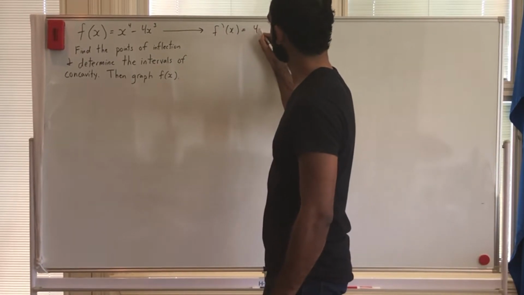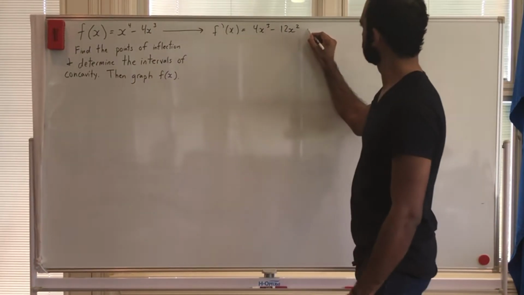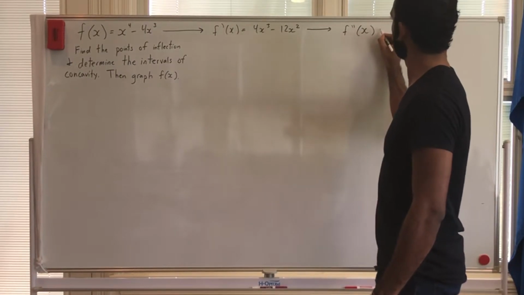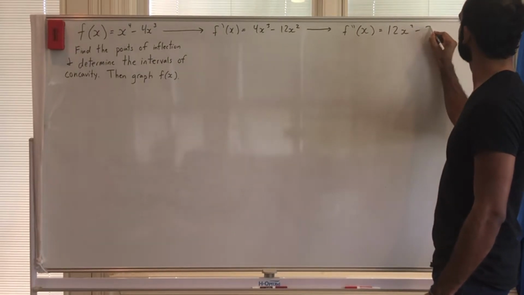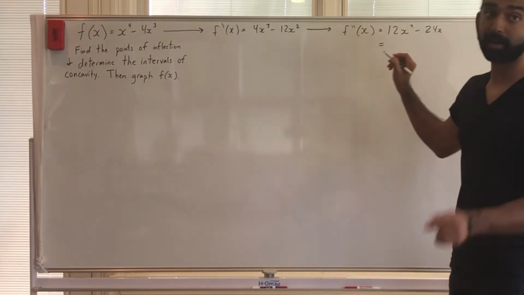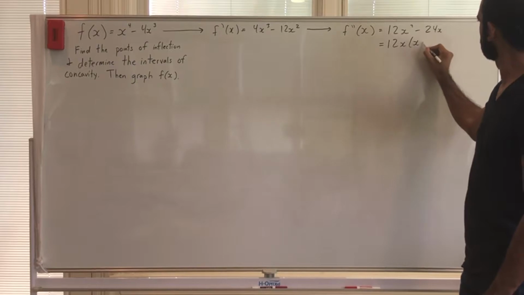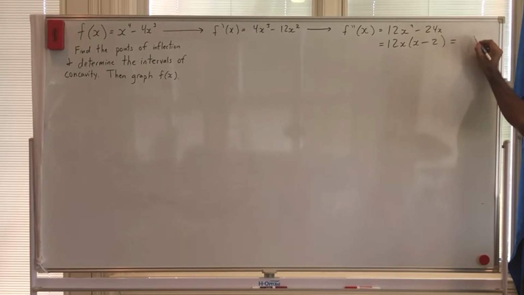F prime, in this case, is that, which would make the second derivative what? 12x squared minus 24x. Yes, my friend, 12x squared minus 24x. That thing, I can simplify a little bit. I can pull out a 12x to give me x minus 2 left over. And I set it equal to what? 0. I want to find when this is 0.